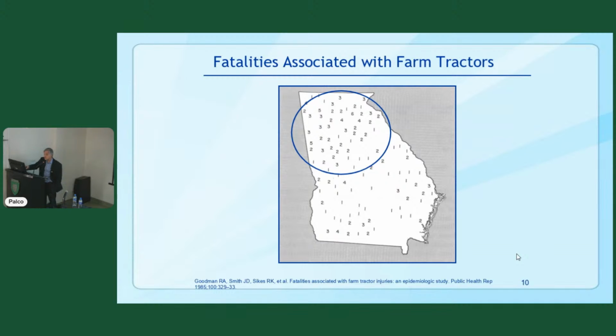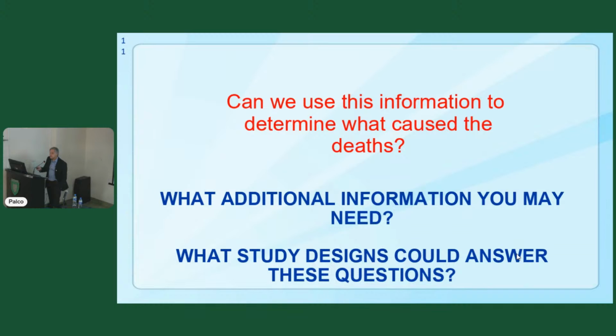Also, the location actually was in Missouri. I should remember. Yeah, that's the state where I lived for many years. Fatalities associated with farm tractors. You can see that most of them happen in the northern part of the state. That's a colder part of the state. There's a lot of icing in here because of the conditions. It gets as cold as north of Canada and Alaska at this point. Okay. Can you use this information to determine what caused death? Can we use it? That's a question to you.